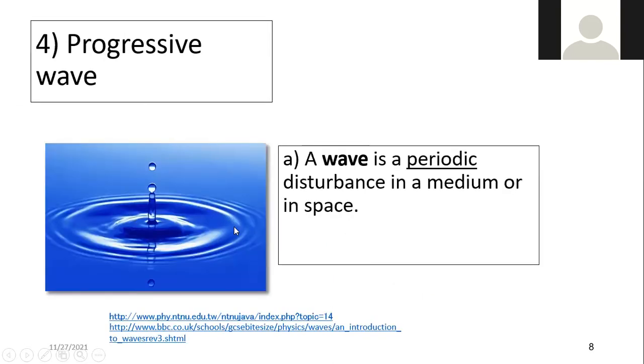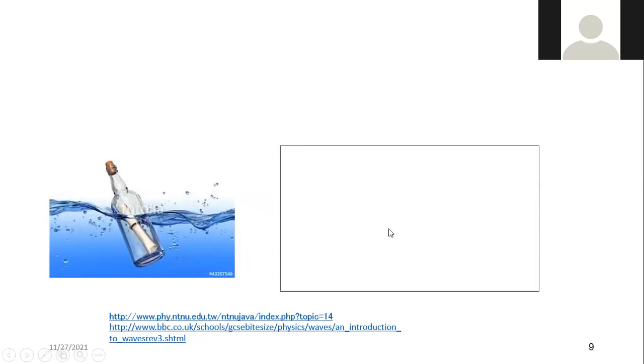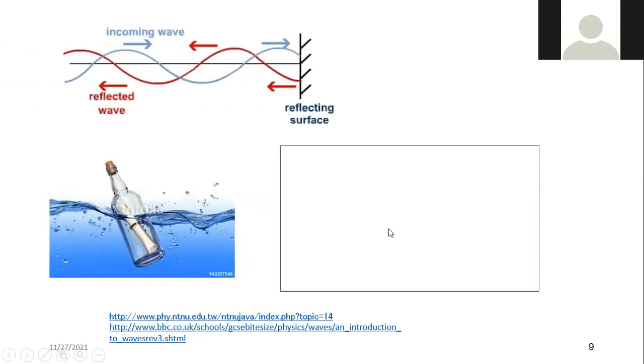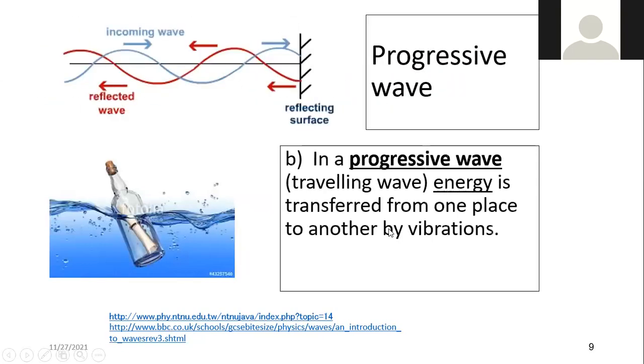Okay, that's a wave. A wave is a periodic disturbance in a medium. That means you drop it, continue to drop it, and the wave will keep on moving. That's your ripple. That's your wave. It's a progressive wave or traveling wave. A wave carries energy. Energy is transferred from one place to another by vibration.